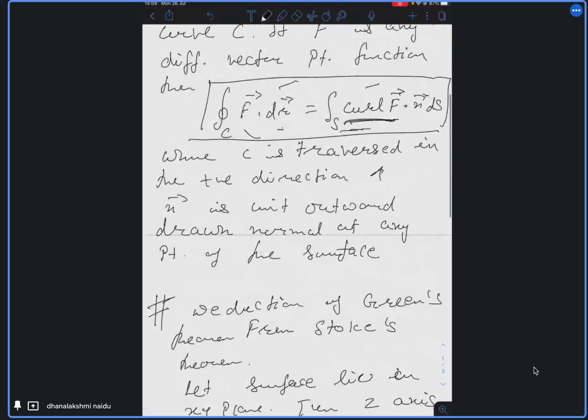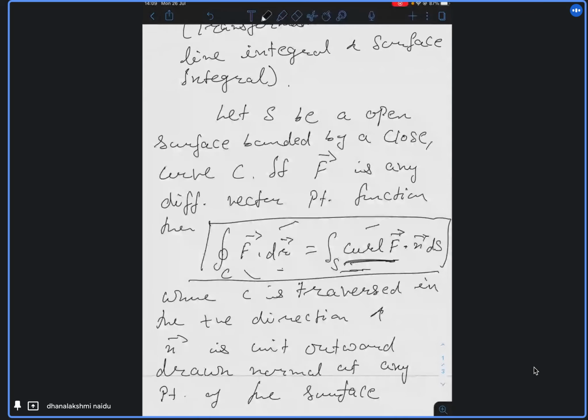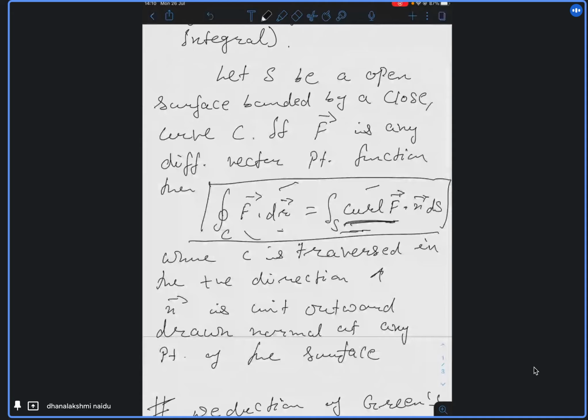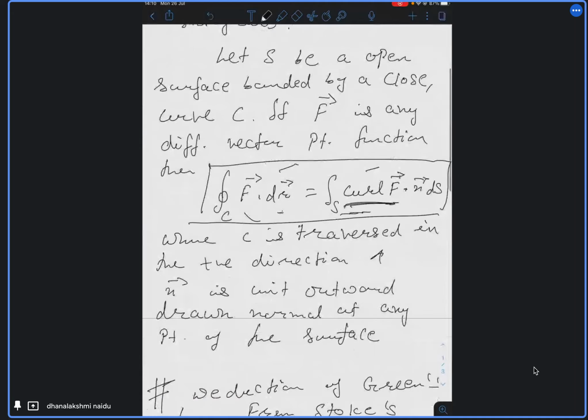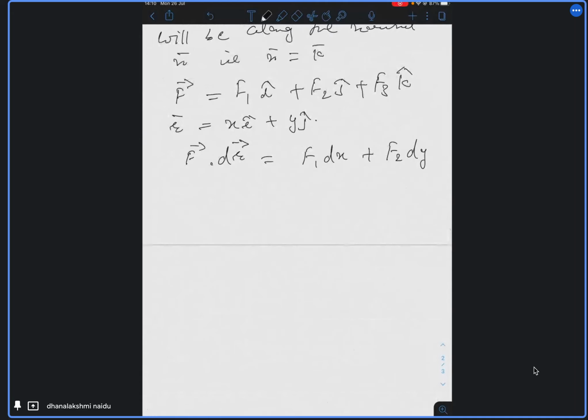Now we have to prove that curl of f bar dot n bar ds is equal to dou f2 by dou x minus dou f1 by dou y, that is the Green's theorem. On the right hand side, what do you have? You have dou N by dou x minus dou M by dou y dx dy. So double integral. So that we have to prove here. So we need to prove that curl of f bar dot n bar is that thing itself. So let us calculate curl of f bar first.